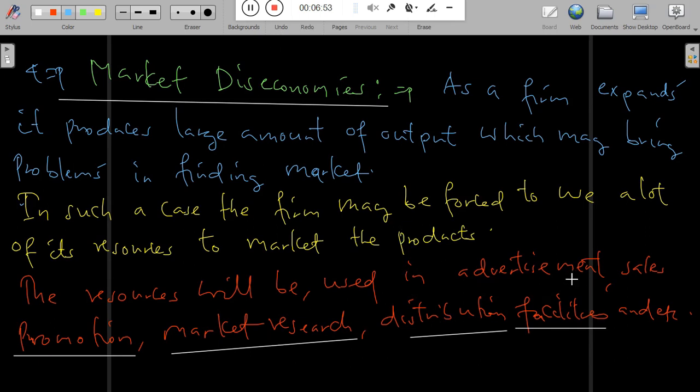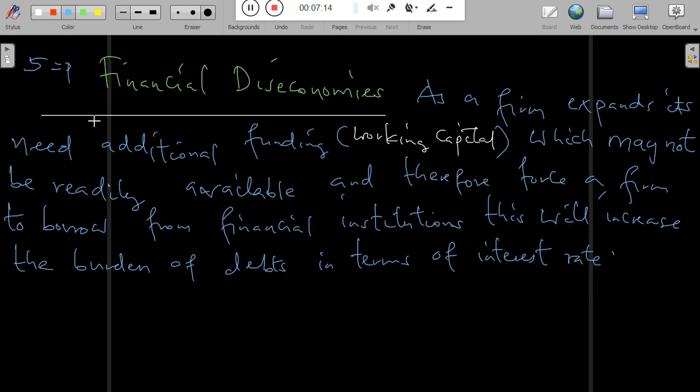But also financial diseconomies is another diseconomy of scale. When a firm expands, it needs additional funding, that is working capital, which may not be readily available, and therefore forces the firm to borrow from a financial institution. So this will increase the burden of debt in terms of interest rate.